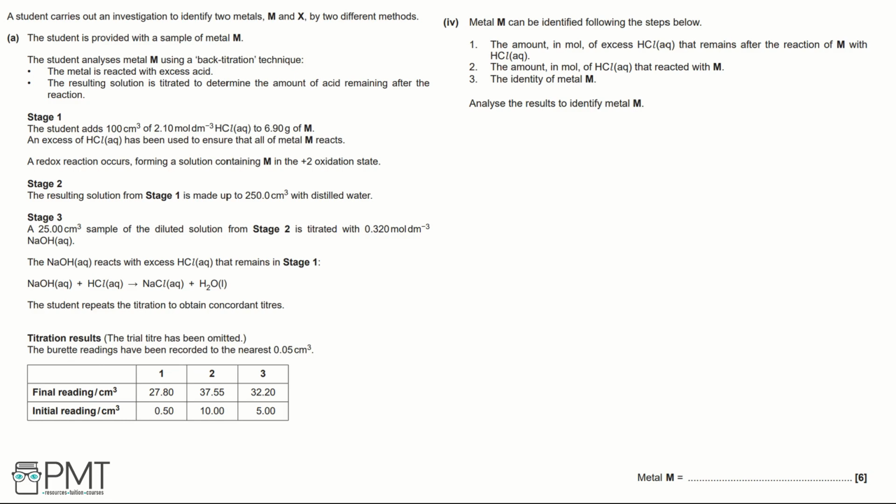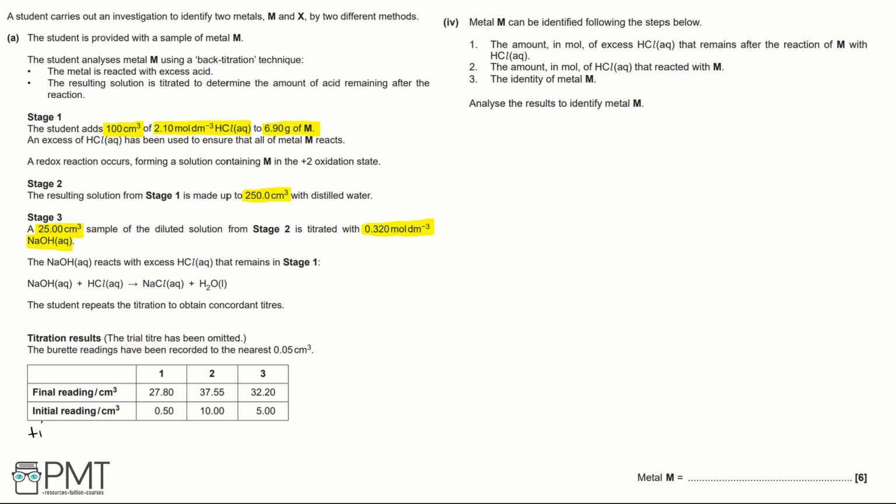So let's start this question by highlighting the key pieces of information. So that's the volume and concentration of hydrochloric acid, the mass of M, that we've made our solution up to 250 cm³, and that we take a 25 cm³ sample, that we're titrating with 0.32 mol/dm³ of NaOH, and our titration results. But we only care about the concordant results, so we do need to work out the titres first and then look at which ones are concordant and take these to work out our mean titre.